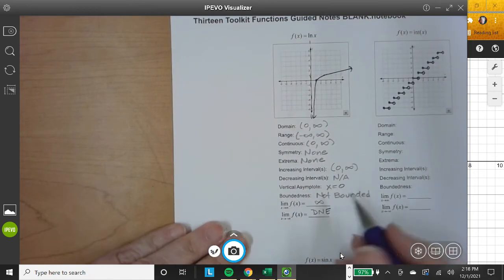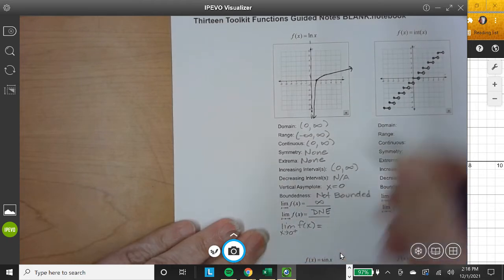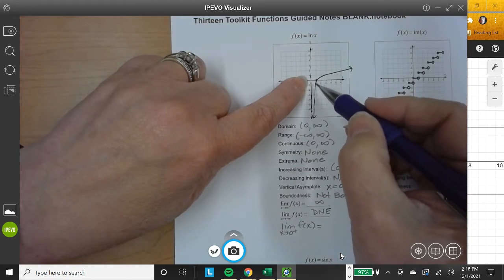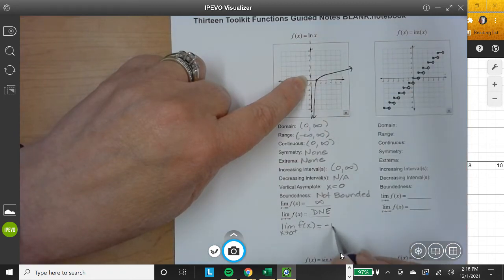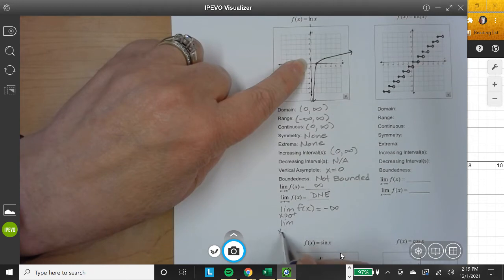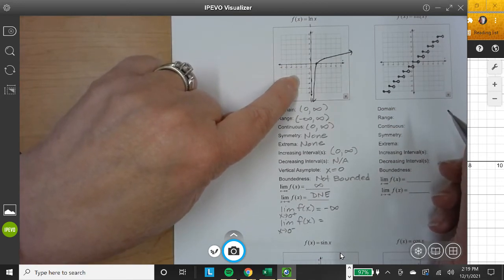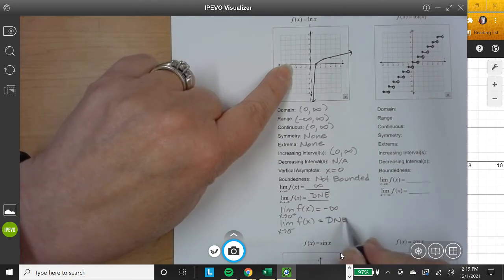Now, there is a limit as x approaches 0 from the positive side. That means as x gets closer and closer to 0 from the positive side, what is your f of x getting closer to? Or your y is getting closer to what? Negative infinity. Similarly, the limit as x goes to 0 from the left side of f of x. Do I even have a function on the left side of 0? No, it's like my function doesn't exist over here. So therefore, the limit doesn't exist. So that's a DNE.